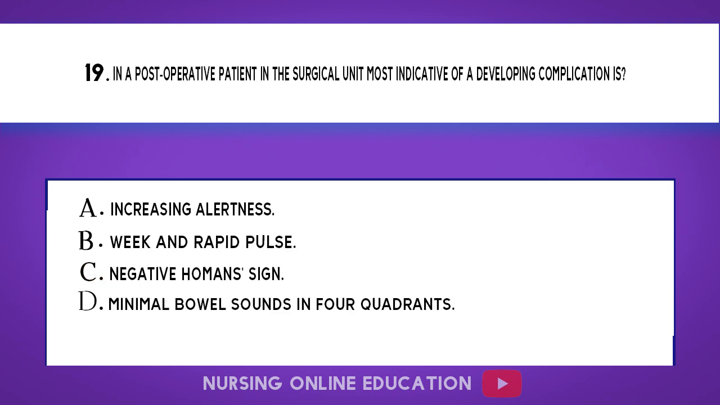19. In a postoperative patient in the surgical unit, most indicative of a developing complication is A. Increasing alertness, B. Weak and rapid pulse, C. Negative Homan sign, D. Minimal bowel sounds in 4 quadrants.